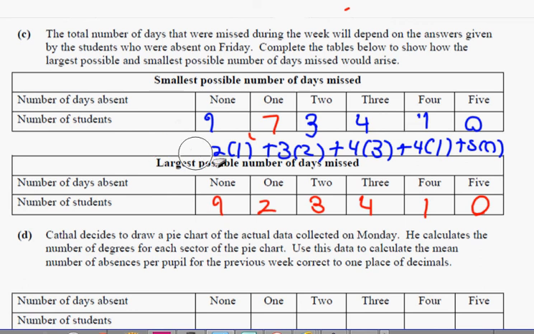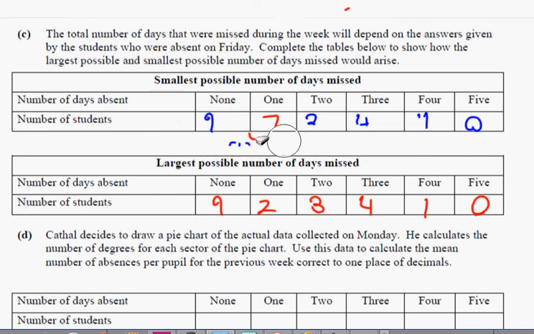Alright guys, now that that's done, what about the next question? The largest possible days. The largest number of days possible. What happens if all 5 students miss 5 days? What would that mean? The average would go up, or the number of days would go up. So we should change this 0 into a 5.